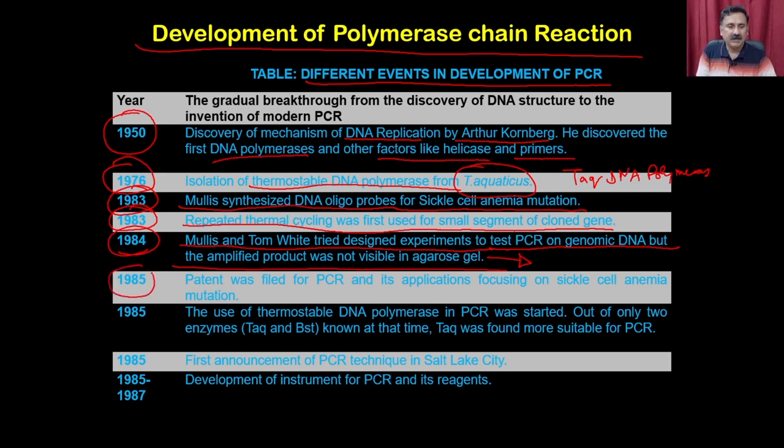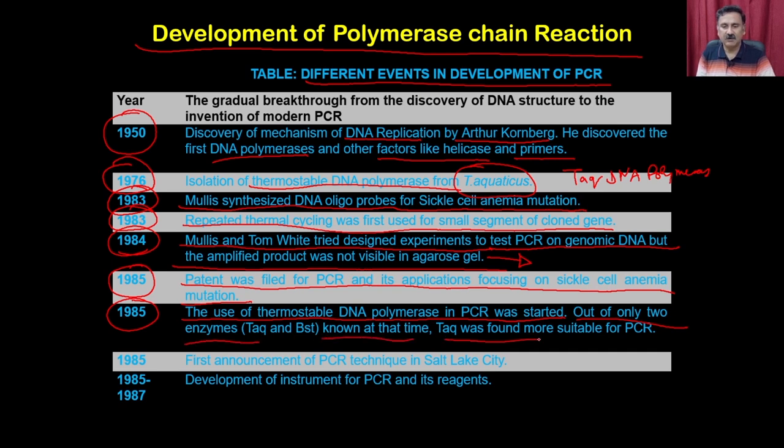Then in the year 1985, a patent was filed for PCR and its applications focusing on the sickle cell anemia mutations. And in the same year, the use of thermostable DNA polymerase in PCR started, out of only two enzymes known at the time, Taq DNA polymerase and Bst. So Taq was found more suitable for PCR, because when you go for thermocycling, it denatures the enzyme, so you have to keep adding the enzyme in every reaction, every cycle.